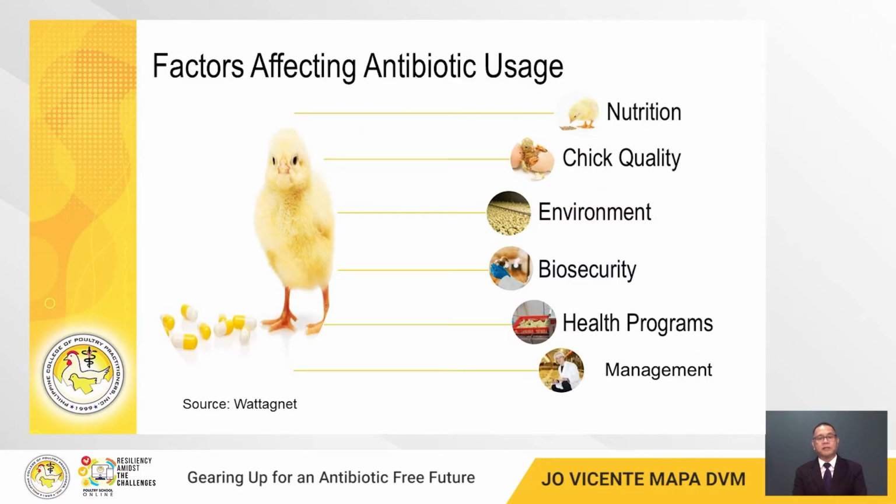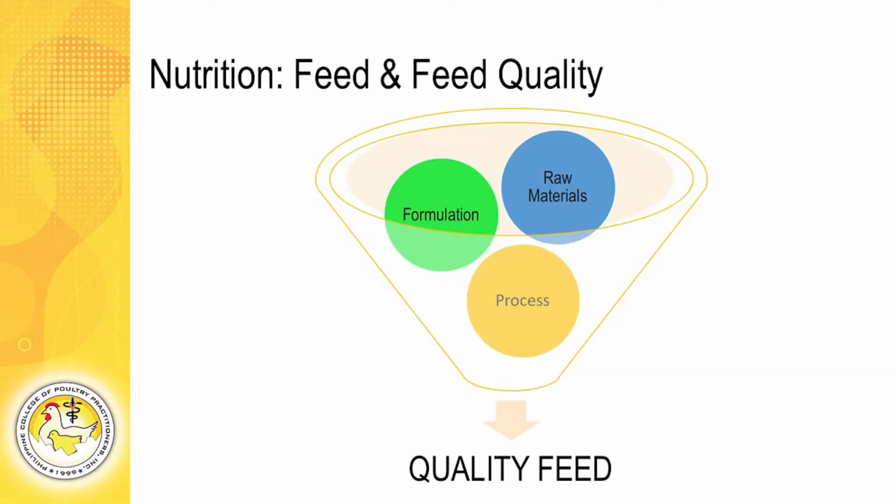The use of antibiotics at the farm level is directly affected by the following factors: nutrition, chick quality, environment, biosecurity, animal health programs, and management. Each and every factor and the operations involved must be looked into, and elements identified which will help reduce animal health concerns necessitating the use of antibiotics. The first factor we will be talking about is nutrition.